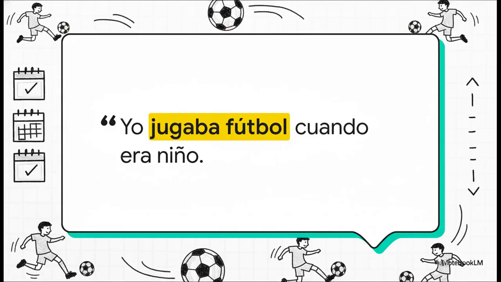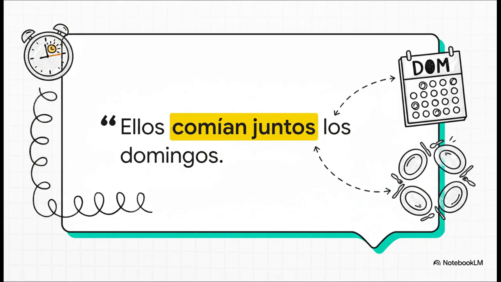For example, yo jugaba fútbol. You didn't just play soccer one time, right? No, it was this thing you did all the time when you were a kid. It was a habit. And the imperfect just perfectly captures that feeling of repetition. Or how about this one? Ellos comían juntos los domingos. Do you see that little clue in there? Los domingos, on Sundays. That tells you it wasn't just one Sunday, it happened every Sunday, week after week. That is a textbook case for using the imperfect.